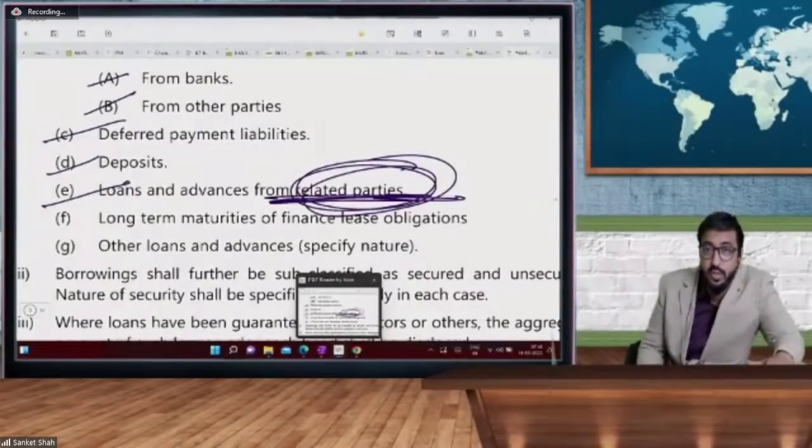Long-term maturities of finance lease. Now, finance lease is Accounting Standard 19, which might be covered by other faculty in advanced accounts. If I'm getting advanced accounts, then it's okay. I will tell you what a finance lease is, but if it's not covered, then you have to remember it, they will tell you what a finance lease is, and other long-term loans and advances.